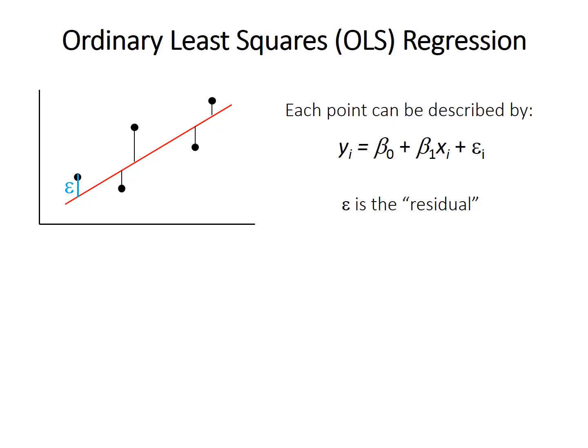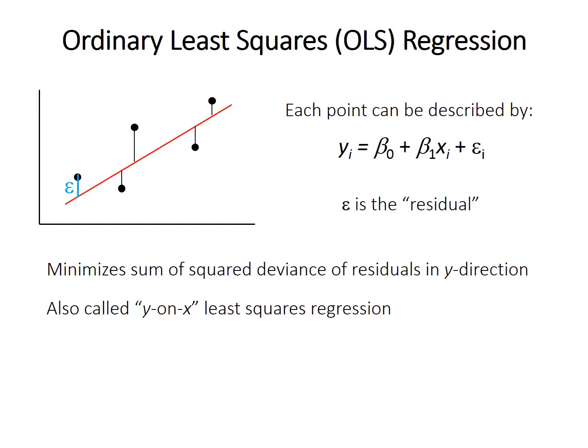Of course, not all the points are going to fall exactly along our line. In fact, probably very few of them will be exactly on the line. So there's this term epsilon, which is called the residual, that measures the distance between our best fit regression line and each point.